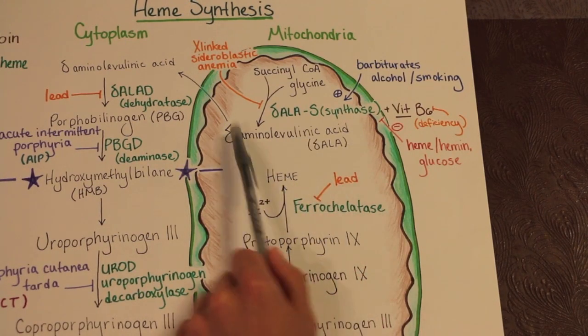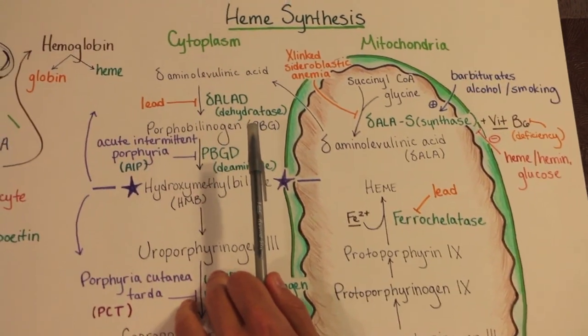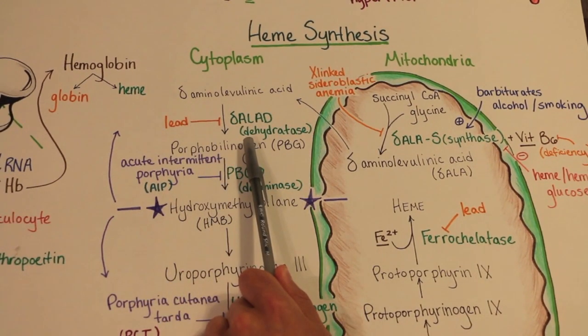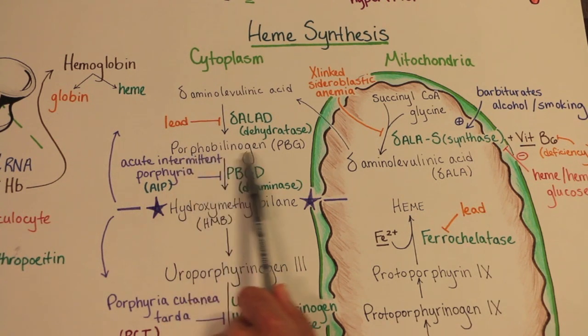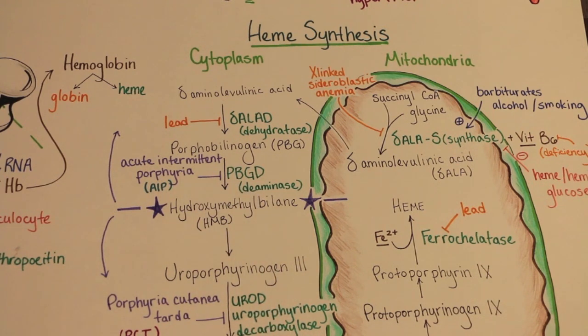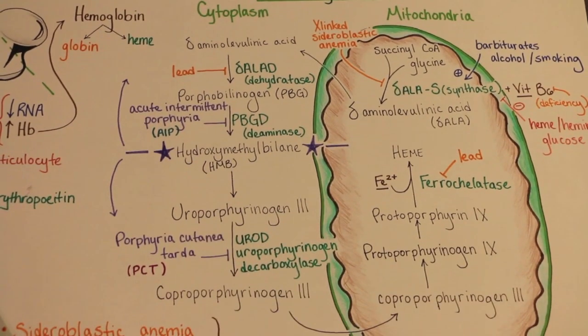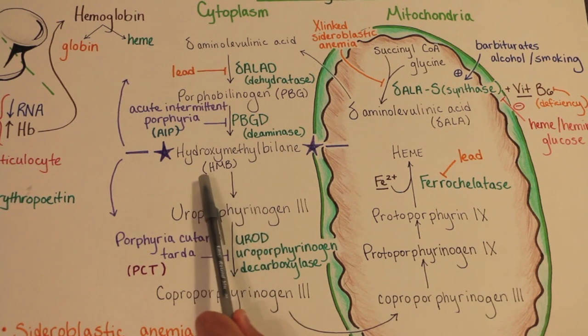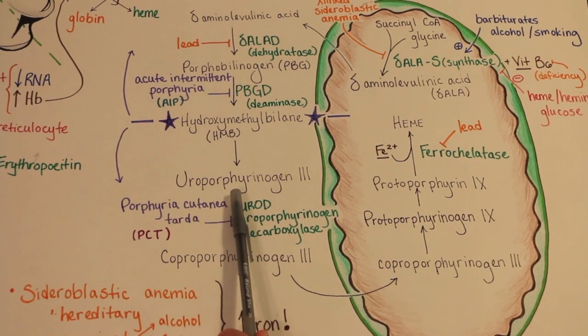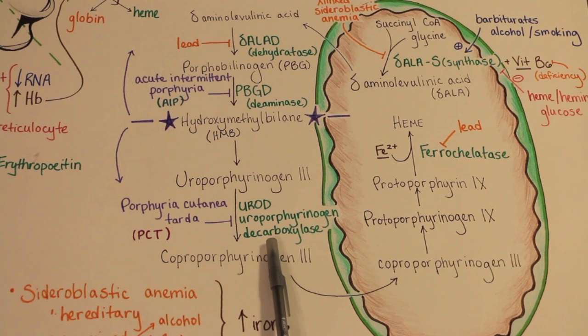After this first step, delta-aminolevulinic acid is transported into the cytoplasm, where aminolevulinic acid dehydratase can convert delta-aminolevulinic acid into porphobilinogen, or PBG. Porphobilinogen is then deaminated by porphobilinogen deaminase into hydroxymethylbilane. This hydroxymethylbilane is then converted to uroporphyrinogen 3 via uroporphyrinogen 3 synthase. The enzyme UROD, or uroporphyrinogen decarboxylase, then converts uroporphyrinogen into coproporphyrinogen 3.